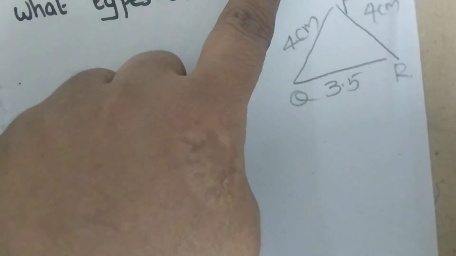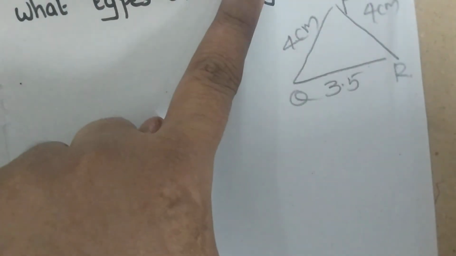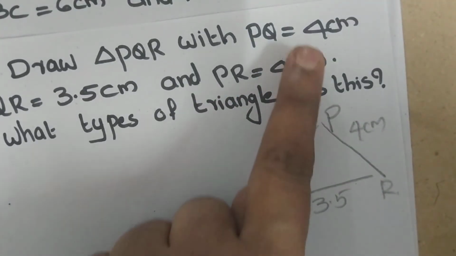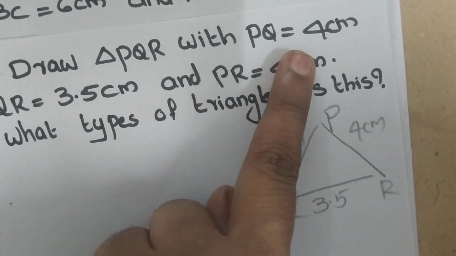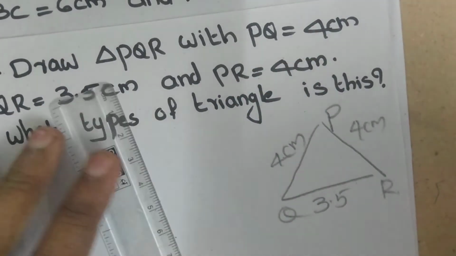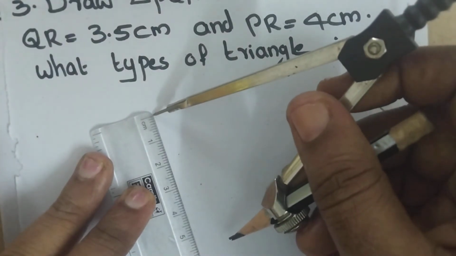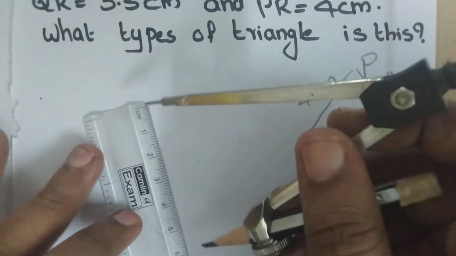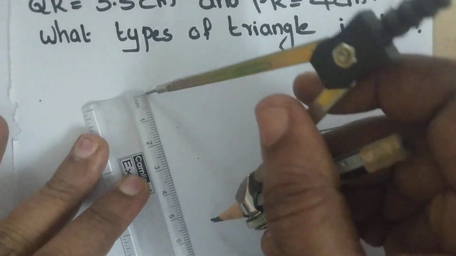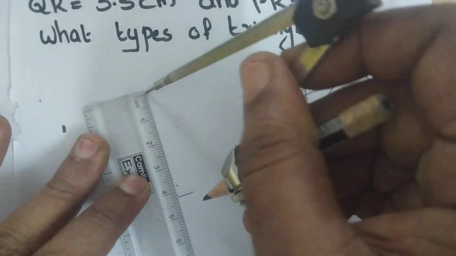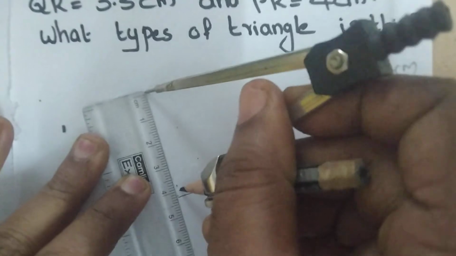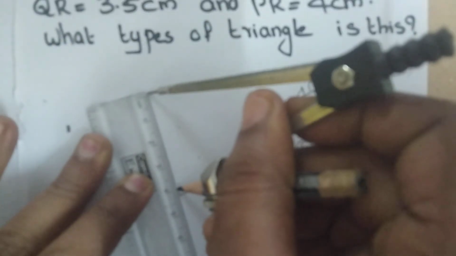Next, how to construct the P point using the remaining measurements? What are the remaining measurements? PQ and PR are the remaining measurements. PQ distance is how much? 4 centimeter. So take out your scale and compass. Keep the compass sharp end on 0 and measure 4 centimeter. Take the 4 centimeter measurement in this way.